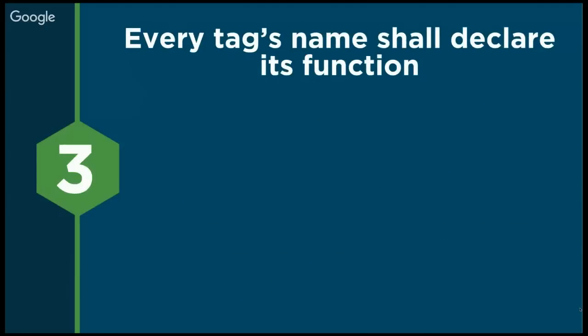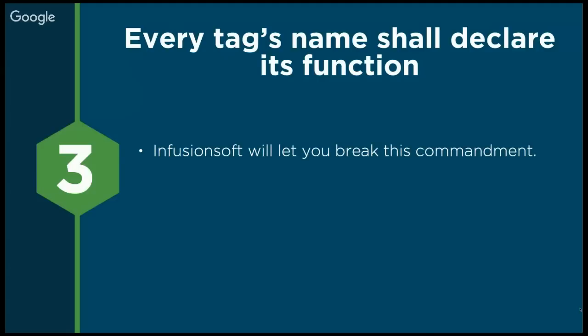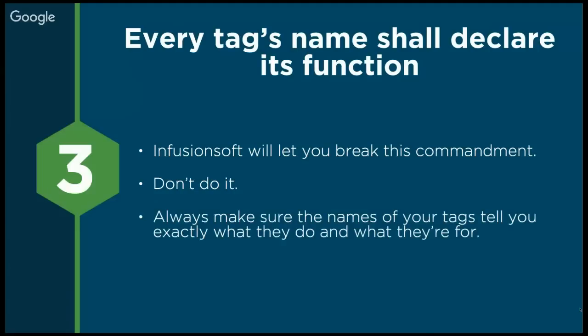All right, tag commandment number 3. Every tag's name shall declare its function. What does that mean? Well, it means that when you look at the tag itself, you should know exactly what its function is. You should know what that tag does. So Infusionsoft, again, will let you break this commandment. Infusionsoft is not going to force you to declare the tag's function in its name. Again, don't do it. Always make sure the names of your tags tell you exactly what they do and what they're for. Again, the naming convention that we're going to show you will help you with all of this.